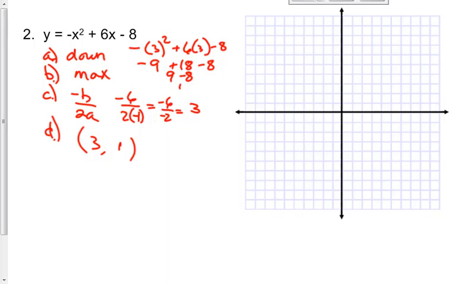Now you can go to your graph, plot your vertex, 3, 1. Letter E, axis of symmetry, x equals, repeat the x coordinate that you just got, x equals 3. Go back to your graph, and we'll draw our dotted line going up and down on that x coordinate number.